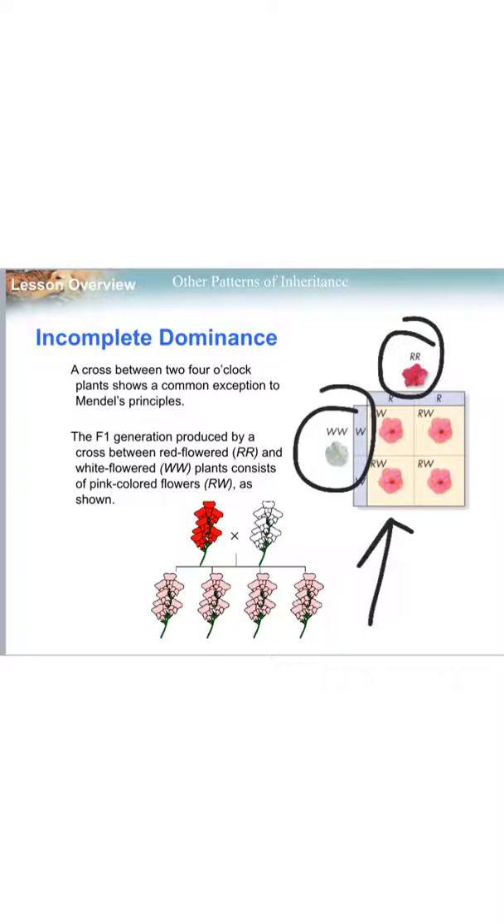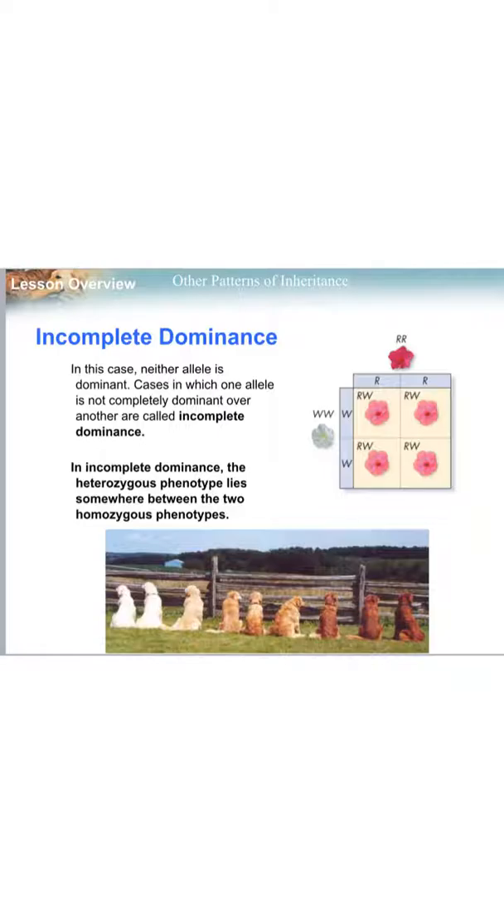So with incomplete dominance, a cross between two four o'clock plants shows a common exception to Mendel's principles. The offspring generation produced by the cross between the red-flowered and white-flowered plants consists of pink-flowered plants, as shown. So in this case, neither allele is dominant. Cases in which one allele is not completely dominant over another are called incomplete dominance.